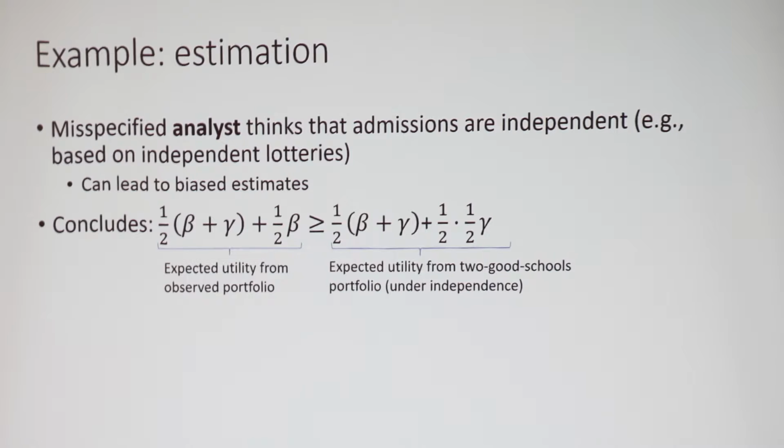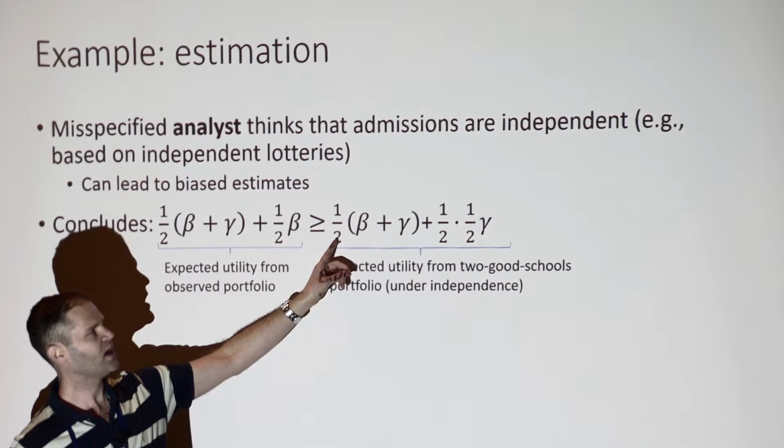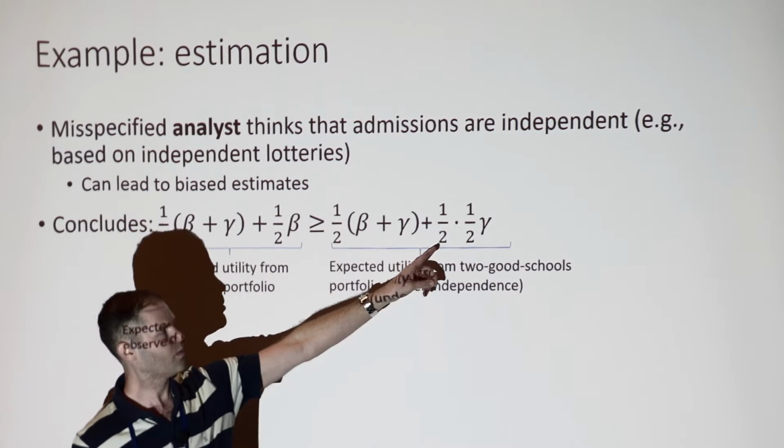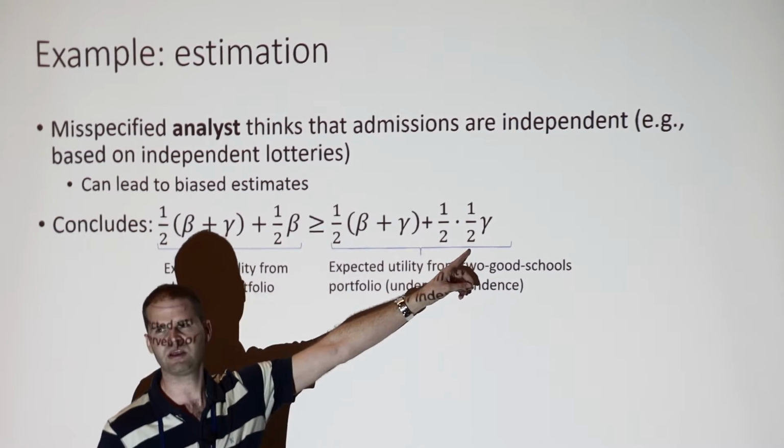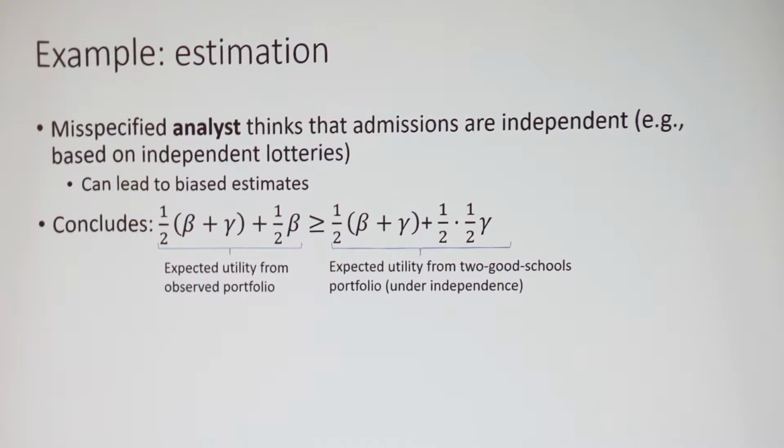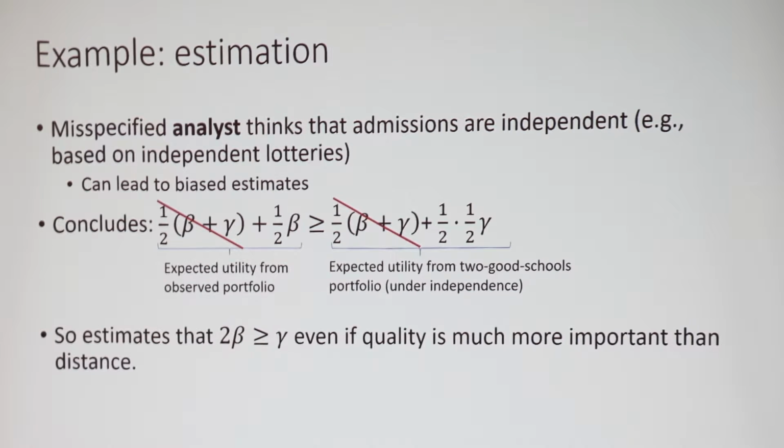This analyst must deduce the following inequality. He must deduce that the expected utility from the portfolio that people actually choose is greater or equal than what he perceives to be the expected utility from applying to both good schools. Now, this is a mistake, because in reality, with probability half, you go to the good local school, and with probability half, you get rejected, but with probability half, you get into the other good school. In reality, this number is 0. But he doesn't understand that, so he's going to cancel out these two terms, and he's going to deduce that 2 beta is greater than gamma.